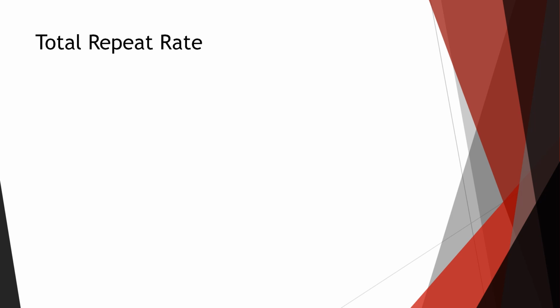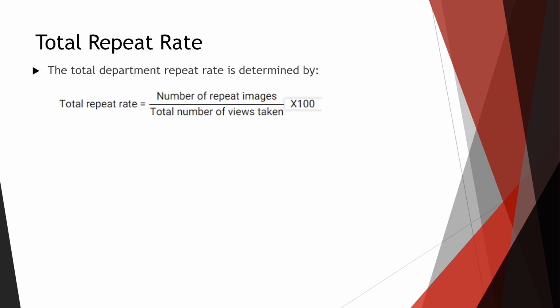The total repeat rate, so this is different than the causal. The total department repeat rate is determined by this right here: the number of repeat images, and then the total number of views taken. Okay, so the total number of views taken for the whole time period, it could be weekly, monthly, whatever. That was taken in the whole department during that time.